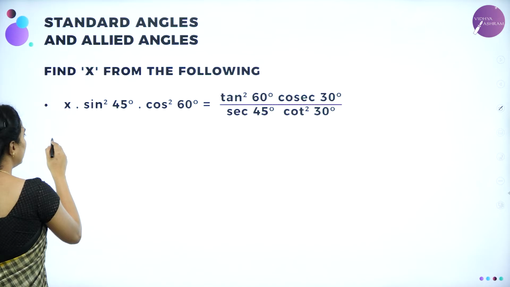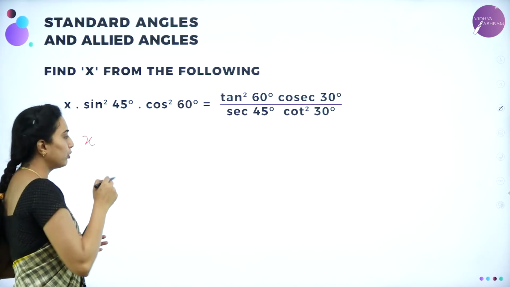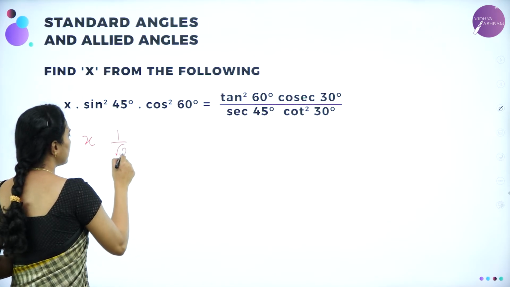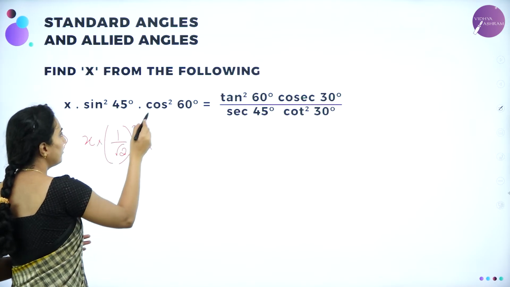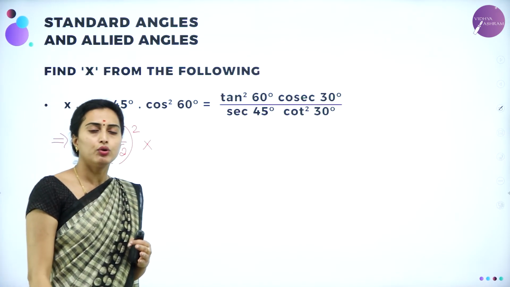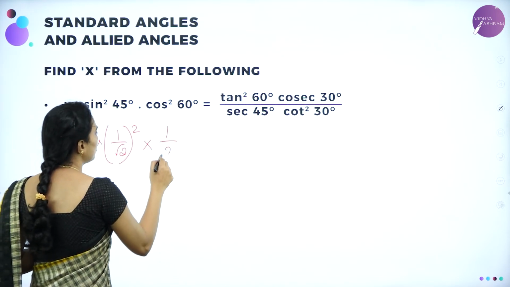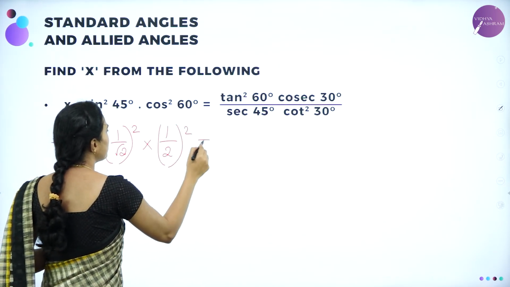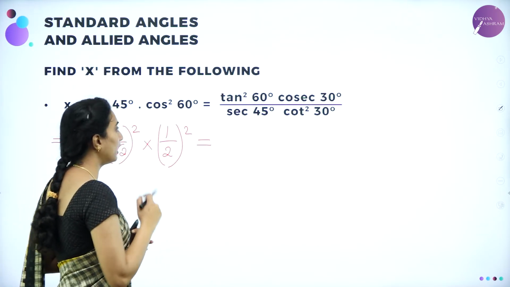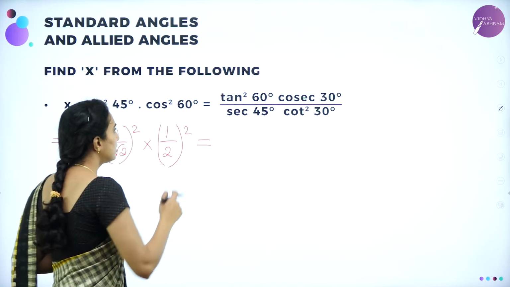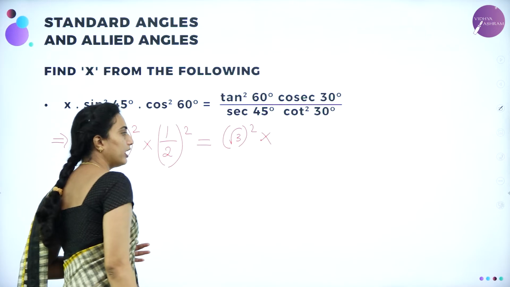So therefore here, let us substitute the values. x into sine 45 degrees, 1 by root 2, sine squared is root 2 whole squared, into cos squared 60 degree. You know cos 60 degree is 1 by 2. Cos squared is 1 by 2 whole squared, which is equal to tan 60 degree. So tan 60 degree is nothing but root 3. Tan squared, you are having root 3 whole squared, into cosecant 30 degree.